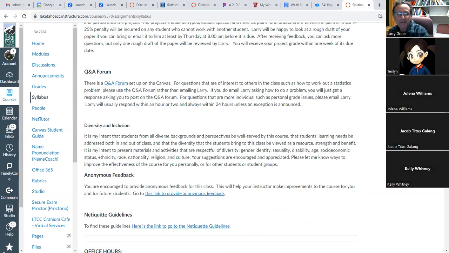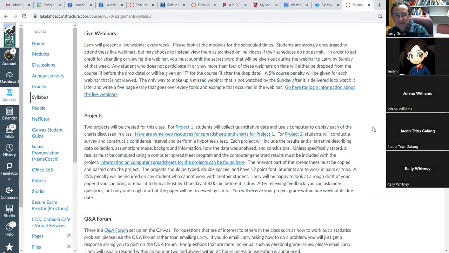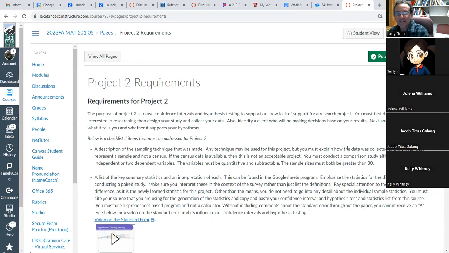Okay, so if we go to Project 2, and again, this is on Canvas, you have the ability to click on this too. But I want to go through it so that if you have questions as we read it, I can help you out and maybe elaborate on anything you might not understand.